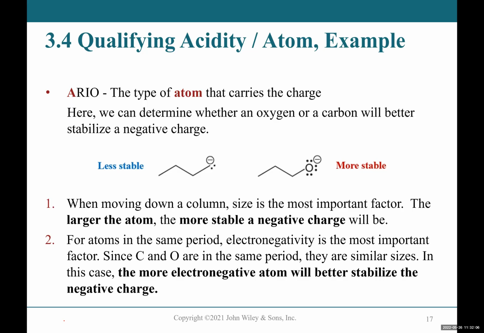So according to the electronegativity, it'd be more stable to put the electrons on oxygen than it would be on a carbon. So it'd be less stable. The carbanion is less stable. It's going to really want to take a proton right away or to go somewhere.